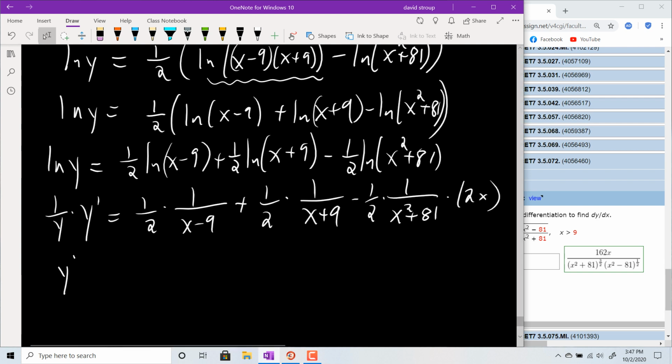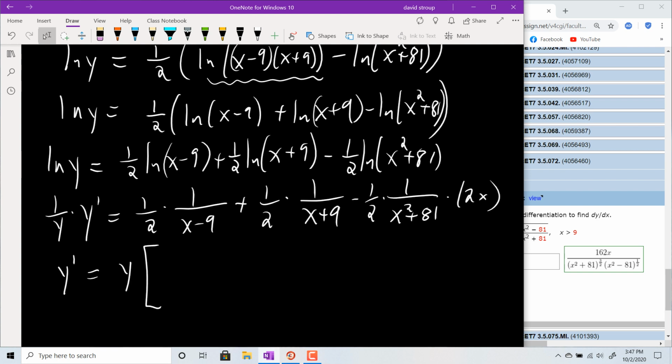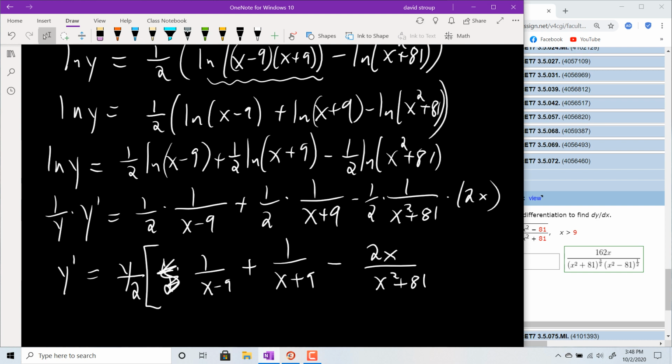So I'll have y prime. I'm going to have to multiply both sides by y eventually, so I'll just do that right now. And then I have a bunch of stuff, right? So I have 1/2. Let's factor that 1/2 out. So it'll be y over 2 times 1 over x minus 9 plus 1 over x plus 9 minus 2x all over x squared plus 81.